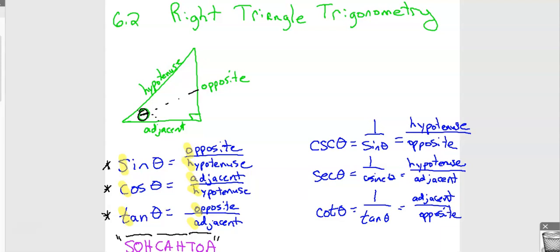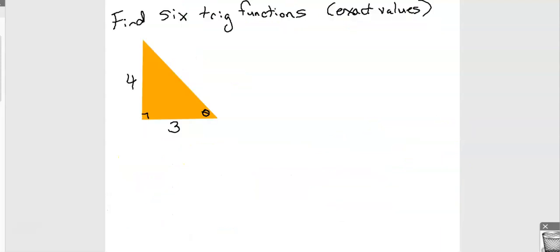Now, the other 3 trig functions are the reciprocals of those first 3 functions. So here, this is cosecant. Notice it's the reciprocal, so 1 over sine, and then secant is 1 over cosine, and cotangent is the reciprocal of tangent, 1 over tangent. So make sure you're familiar with all 6 trig functions.